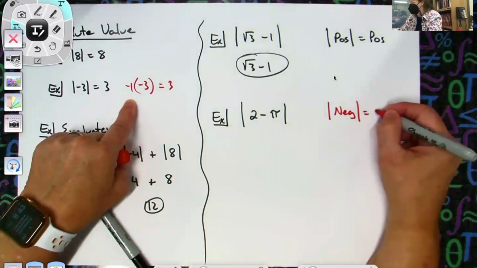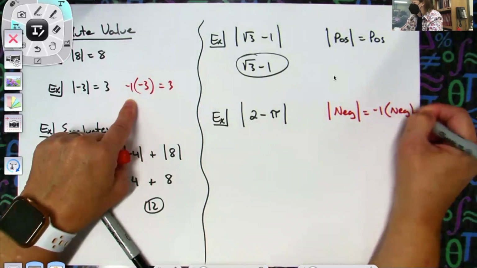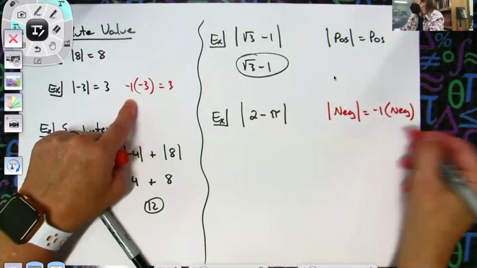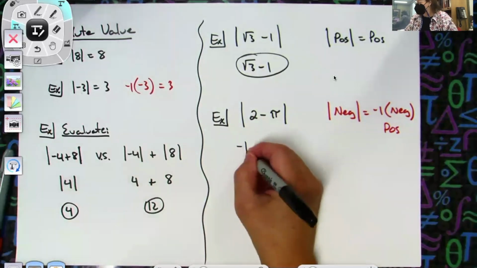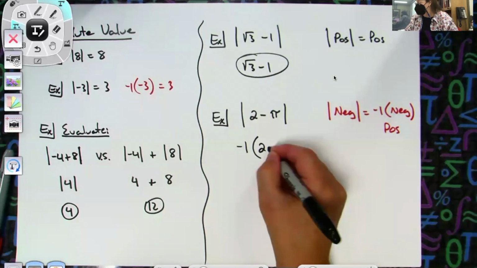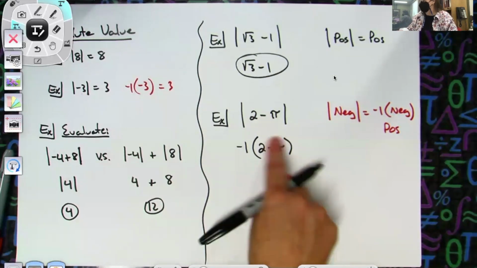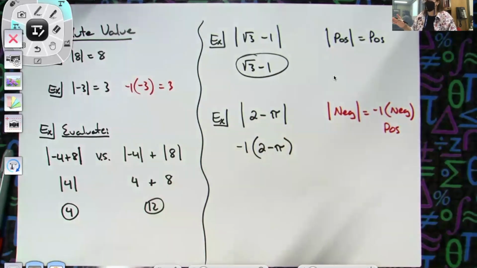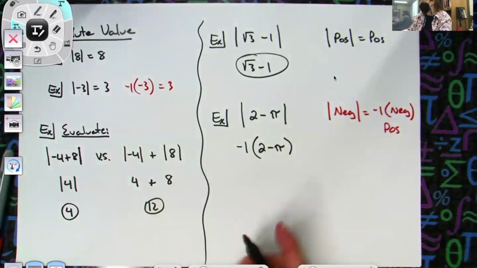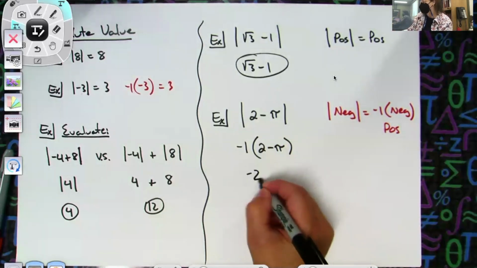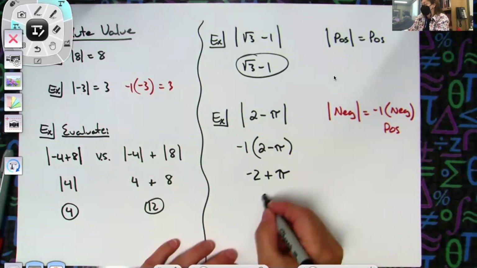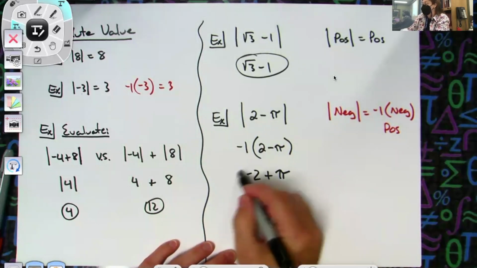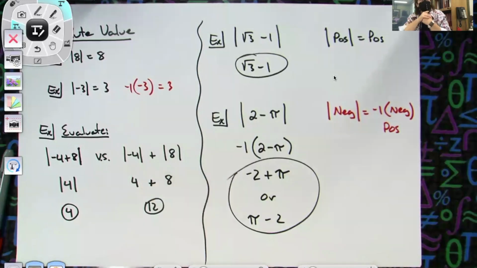So in other words, if I take -1 times whatever was in that inside part, it's going to give me my positive answer, which is what I want. So I'm going to take -1. I'm going to multiply it by 2 minus pi. Because this is a negative number times this, all I'm doing is changing the sign, which is what I want to happen. So distribute that. What, I get a -2 plus pi? I could rewrite that pi minus 2 if I wanted to clean it up a little bit, but there's nothing wrong with that. Okay. Pi minus 2, either one. All right, this is a little cleaner, but that's the same thing.